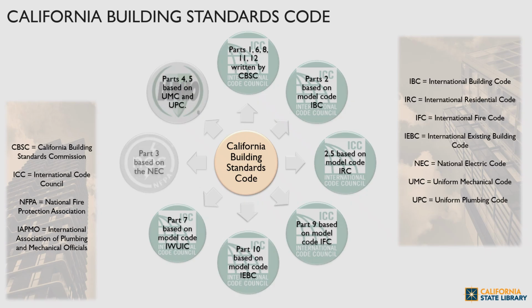On the other hand, Part 3, the California Electrical Code, is based on the National Electrical Code, which is authored and published by the National Fire Protection Association. And Parts 4 and 5 are based on the Uniform Mechanical and Plumbing Codes, respectively, and authored and published by the International Association of Plumbing and Mechanical Officials.